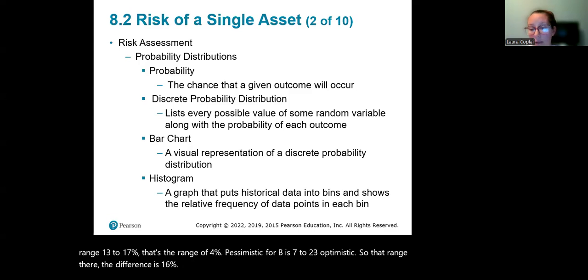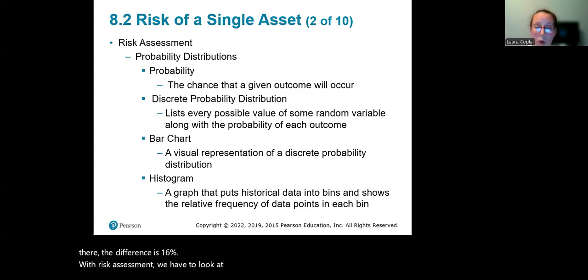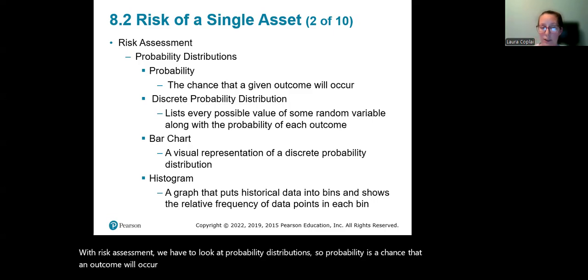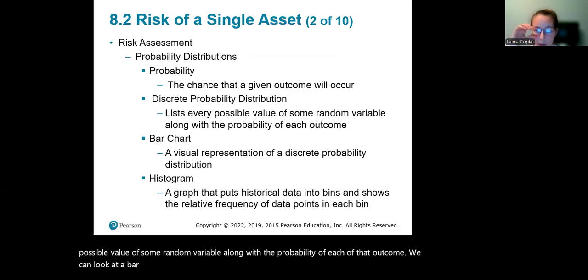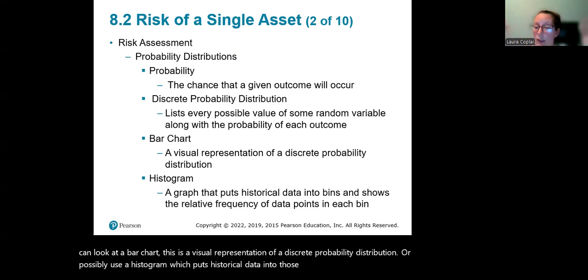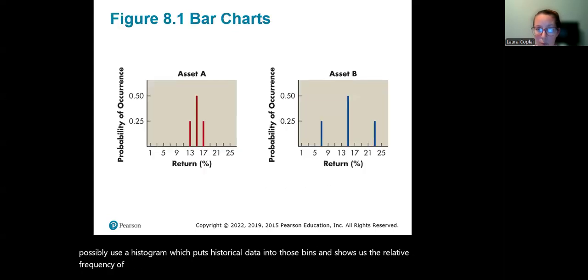With risk assessment, we have to look at probability distribution. Probability is the chance that an outcome will occur. We can look at a discrete probability distribution, which lists every possible value of some random variable along with the probability of each outcome. We can look at a bar chart, which is a visual representation of a discrete probability distribution, or possibly use a histogram, which puts historical data into bins and shows us the relative frequency of those data points in each bin.